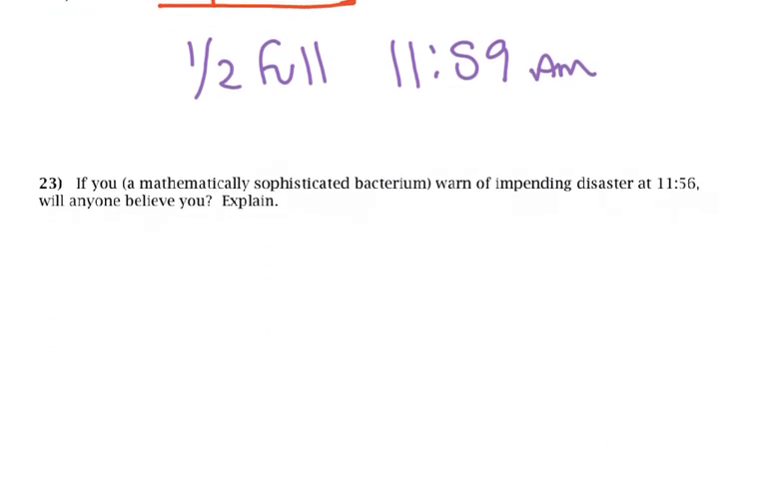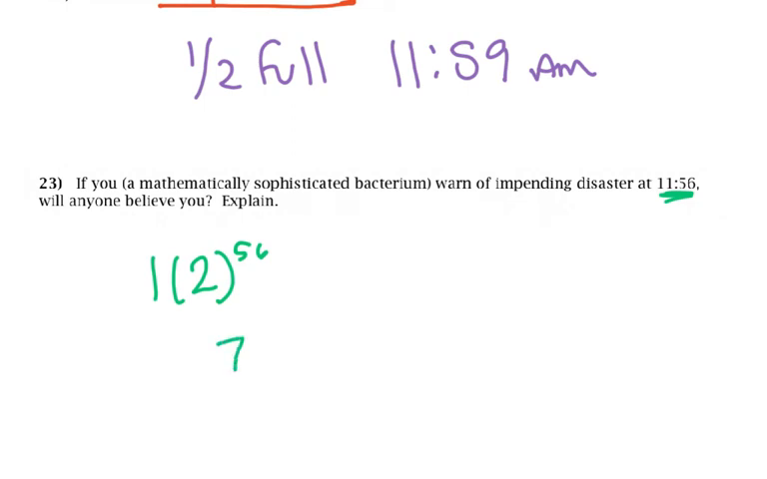Okay, 23, it says, if you, a mathematically sophisticated bacterium, warn of impending disaster at 11:56, would anyone believe you? So at 11:56, how many bacteria were there? So you can find that out by putting in your equation 56 minutes. So 2 to the 56th power, is that really so different that nobody would believe you?